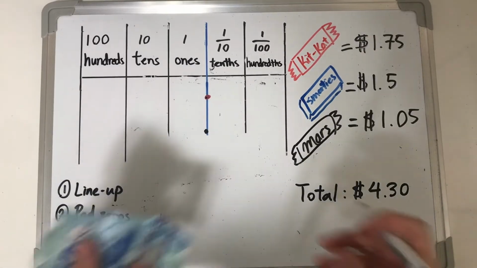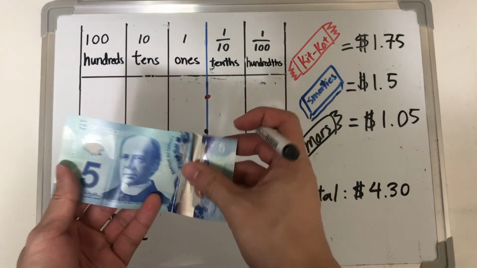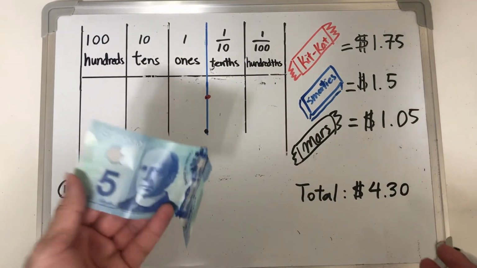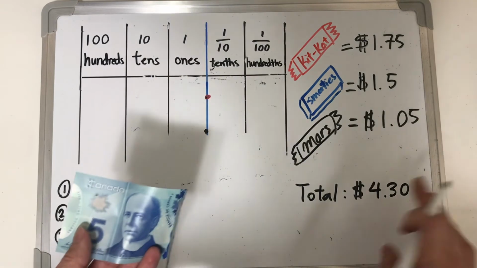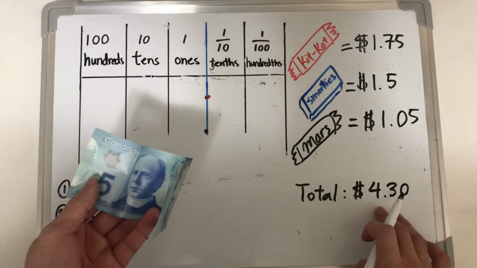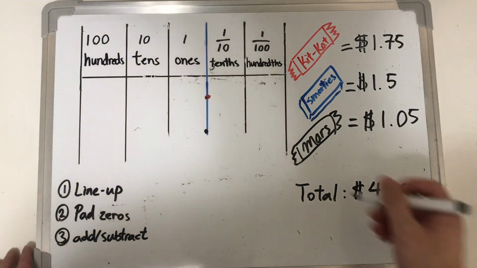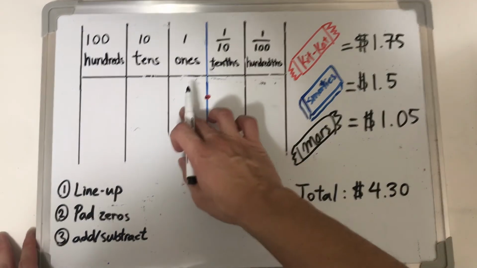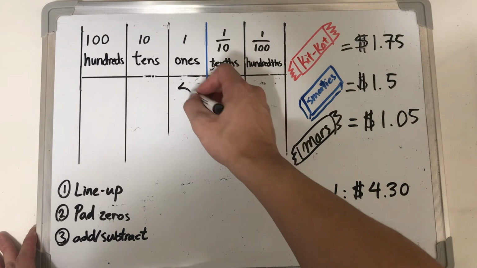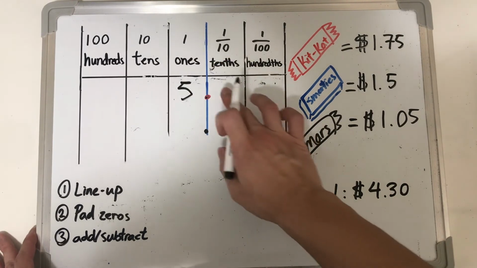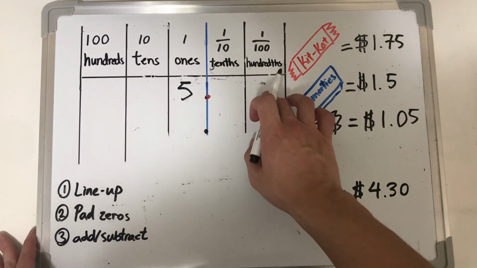So fortunately for me, I actually had a $5 bill in my pocket as I was getting the chocolate bars. So I'm going to use this $5 bill to pay for my chocolate bars, which cost $4.30. And I want to see how much change I'm going to get back. So I'm going to input the $5 into my place value chart. So the $5 is equal to 5 ones. There's no extra cents that come with my $5 bill.